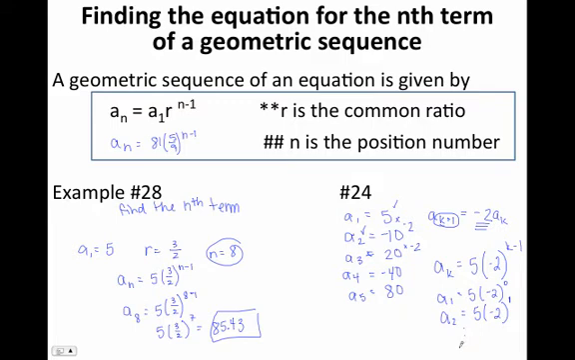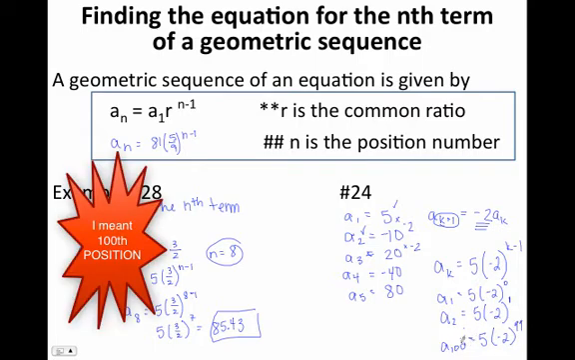I could do this for whatever, like a sub 100, and I could very cleanly and quickly get the value that I wanted in the 100th term. This again would take me a while.